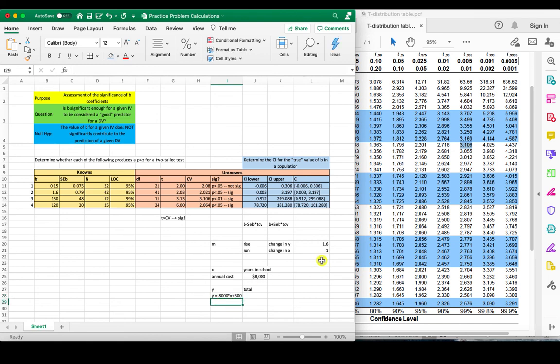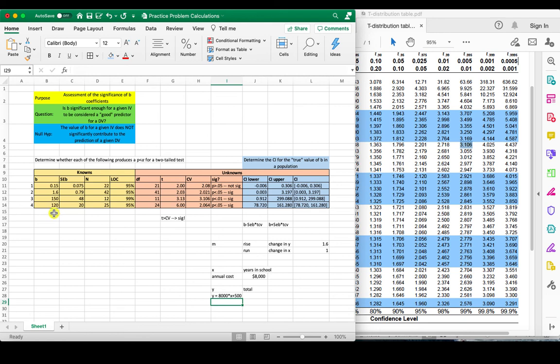So when we look at b, it's in the units of what we're actually trying to predict. So b in this case is 8,000. That's the slope, okay? So for every 1 unit change in x, or for every year we're in school, we're accumulating $8,000, which is going to represent the change in y. So b is representing how much change we're going to see in our dependent variable based on a 1 unit change in our x variable.